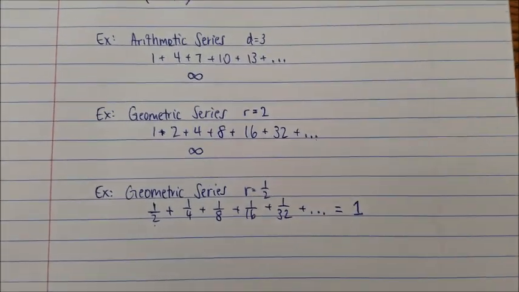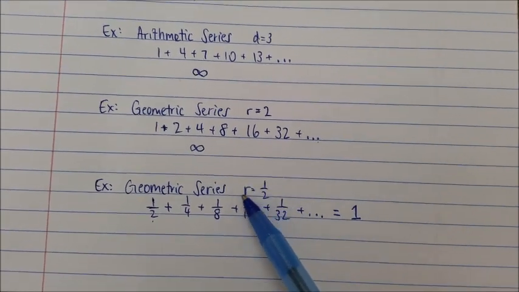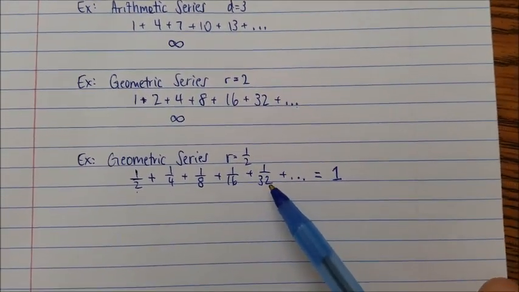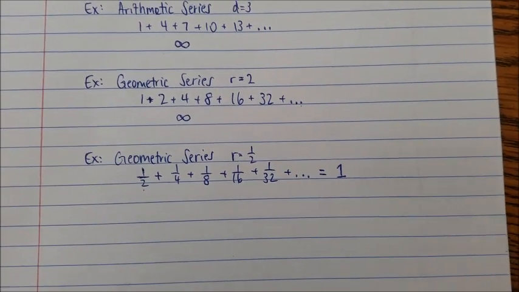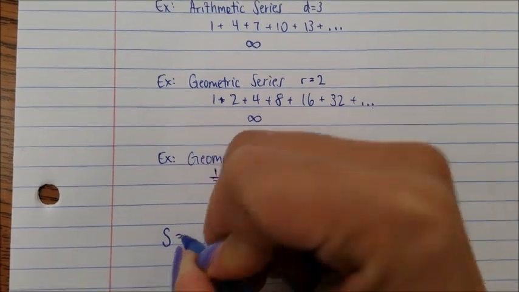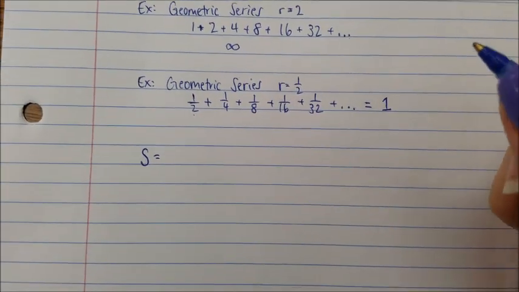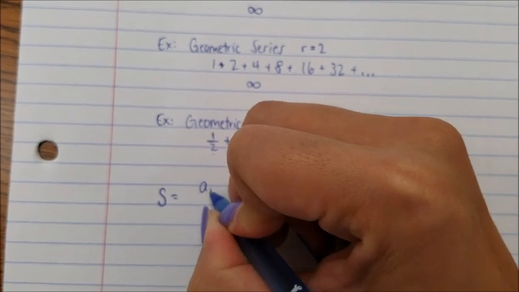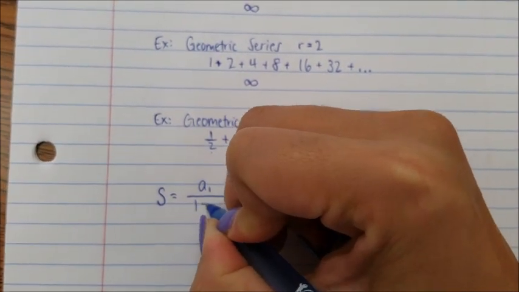So when this happens, and this only ever happens when the absolute value of r is less than 1, because all of these numbers have to keep getting smaller and smaller in order for this to work, we use the formula capital S, for an infinite series, equals a_1 over 1 minus r.